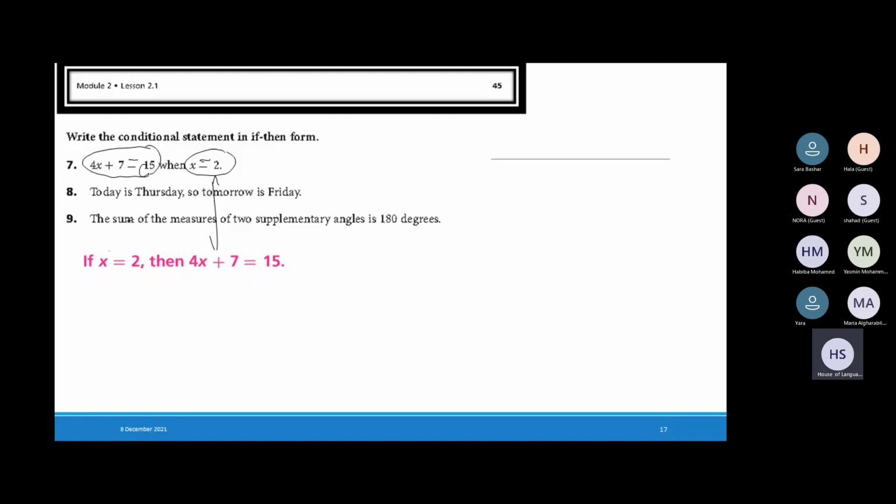If and then. The second one, today is Thursday, so tomorrow is Friday. If this happened, then tomorrow will be Friday. So if today is Thursday, then tomorrow is Friday. Is it clear now? So which one is the conclusion and which one is the hypothesis?